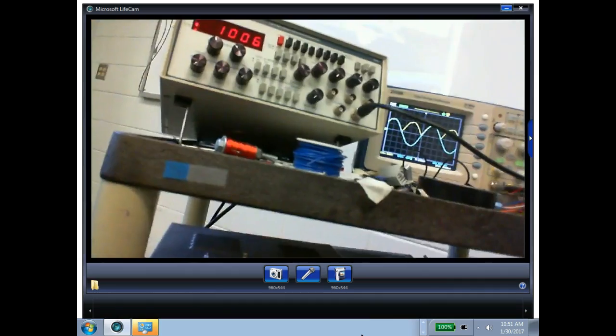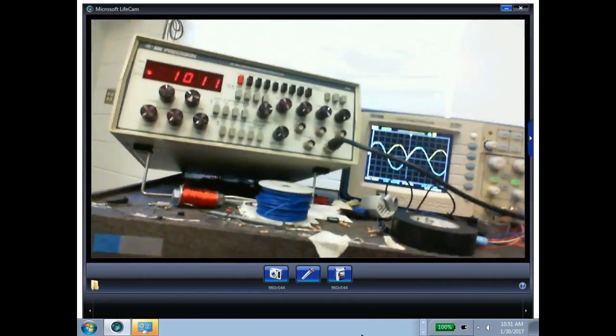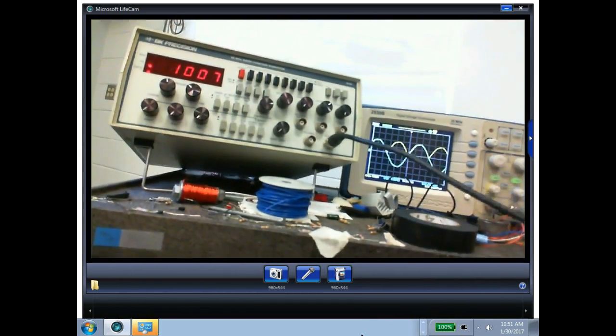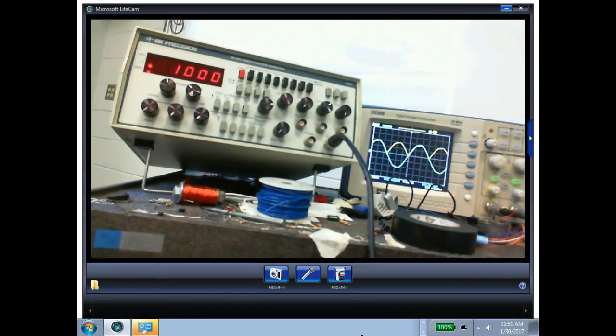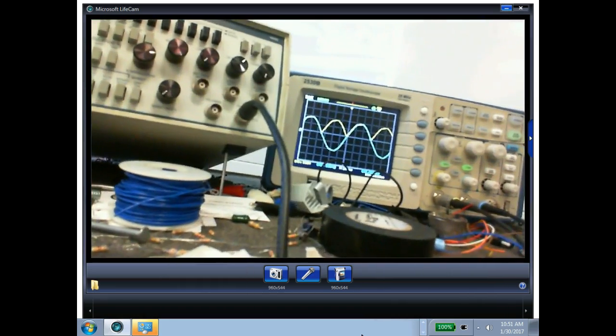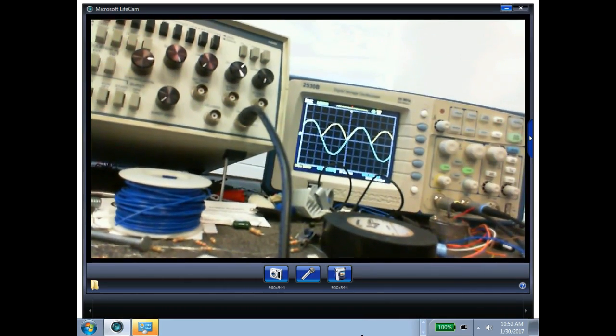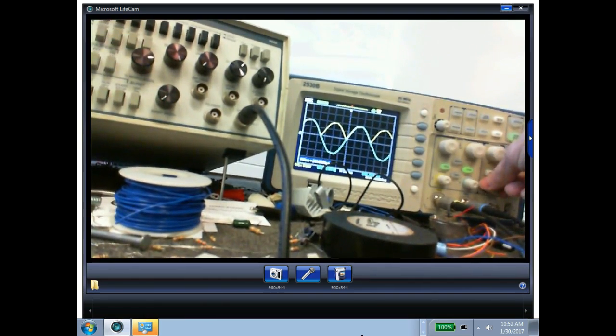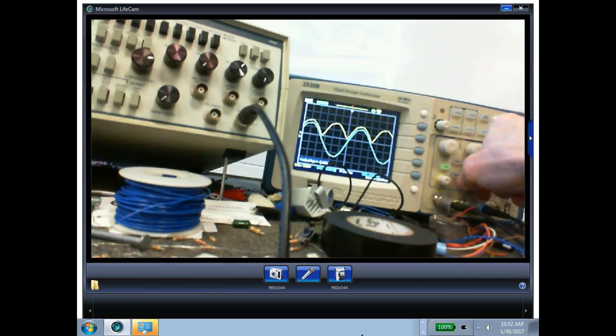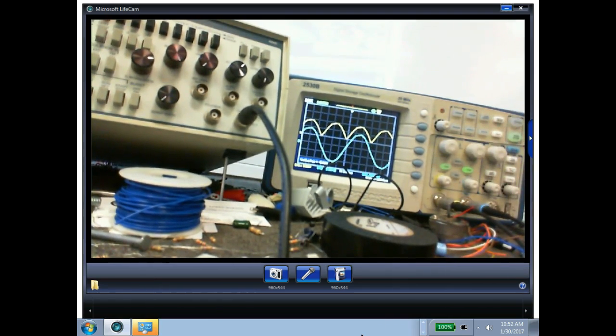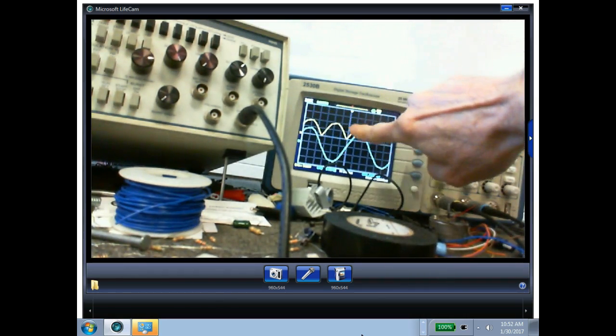Now, here I've got 2 scope probes, and this is what we call a dual trace oscilloscope. So we can look at 2 things. And the blue line is the AC coming in, and the yellow line is the DC coming out. So I'm going to separate them here for a second. I'm going to move the position of channel 2. And so you see there's our AC, there's our DC.